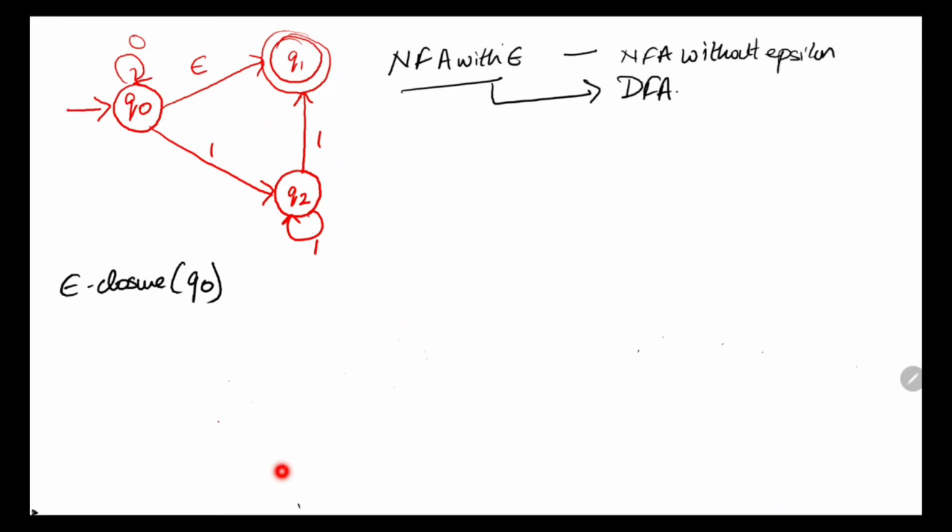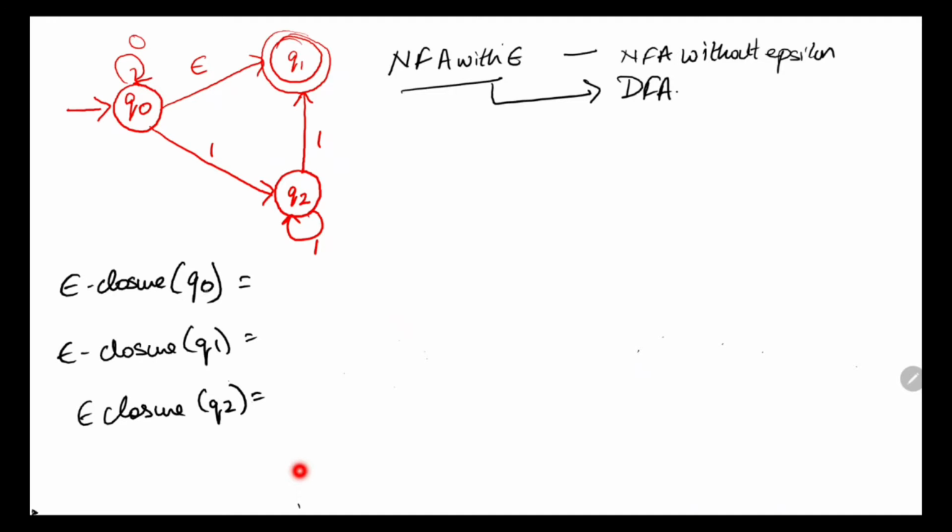Now this one has 3 states. So we will find the epsilon closure of all the states and then formulate a transition table by using this epsilon closure. Please believe me, this method is very easy. Just have a look, right?